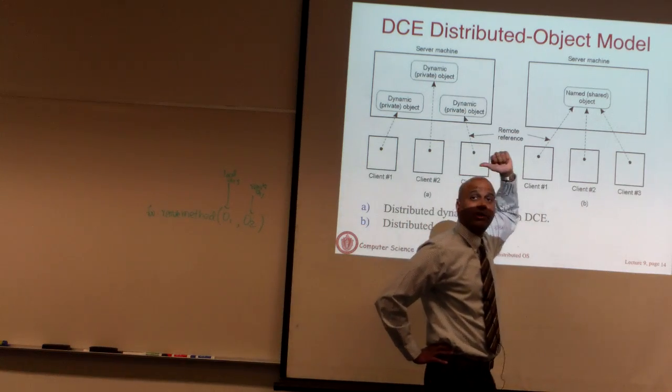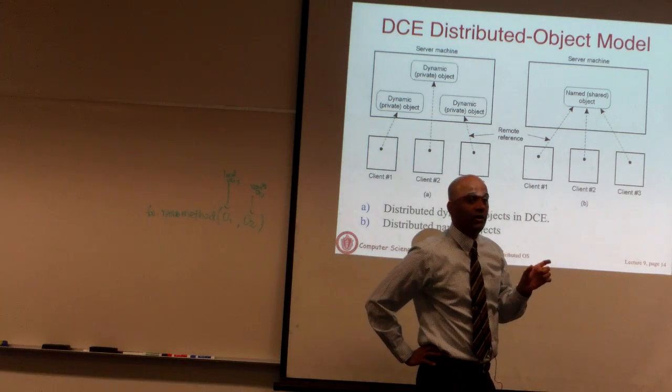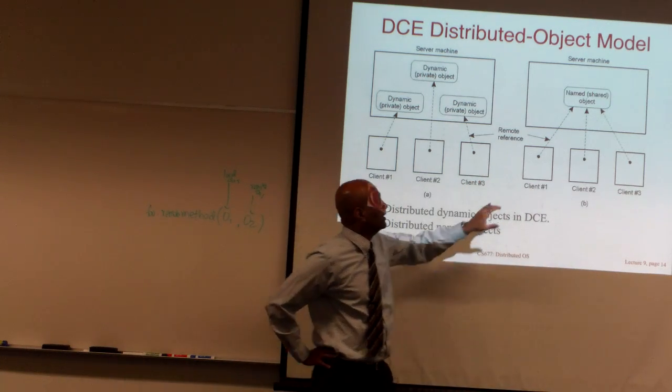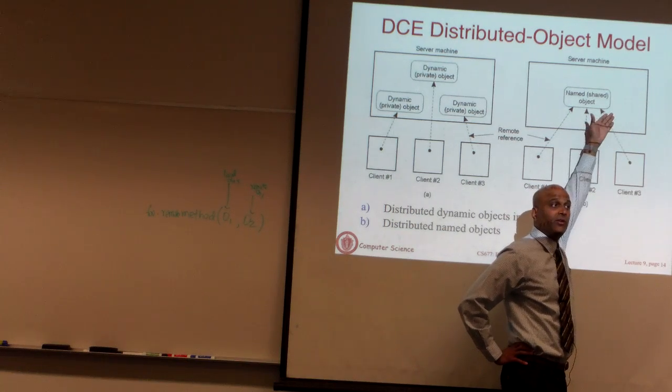So typically what we have seen in the previous slide in the Java case is when you call a remote object dot method, essentially all of those calls are actually calling the same object and the method on the same object.